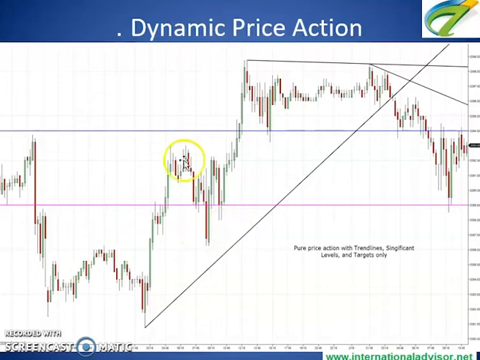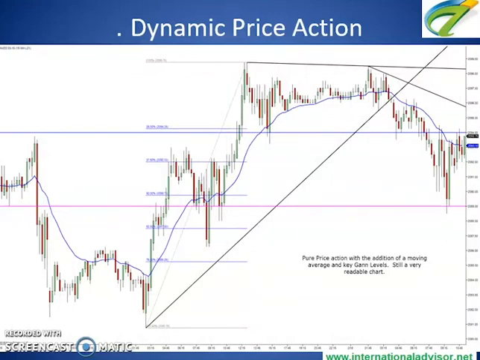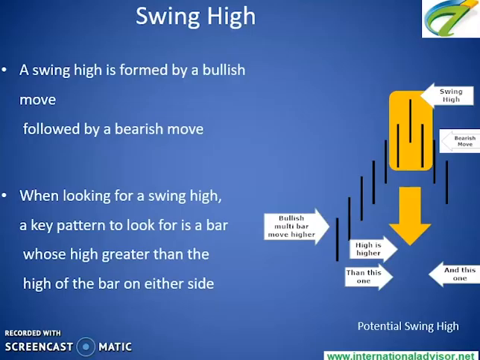Generally, we will represent the significant levels in blue, and this is the trend line, which we'll also discuss shortly. Then gradually we use some moving averages and the Gann levels, which again we are going to discuss. Let's start with swings, because these are very important.